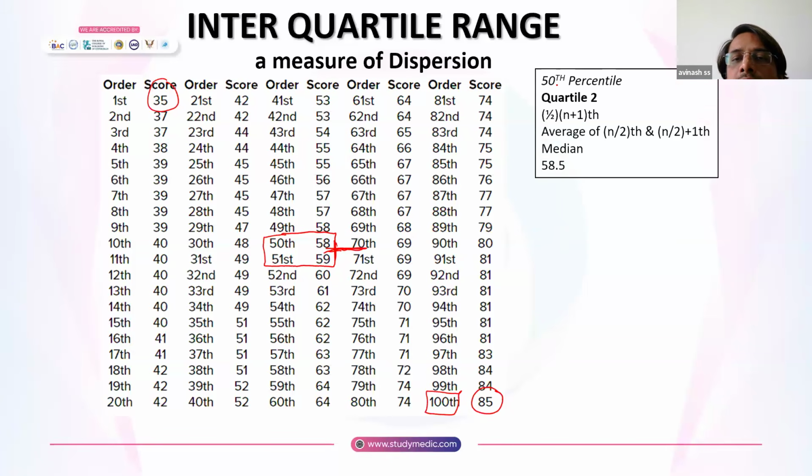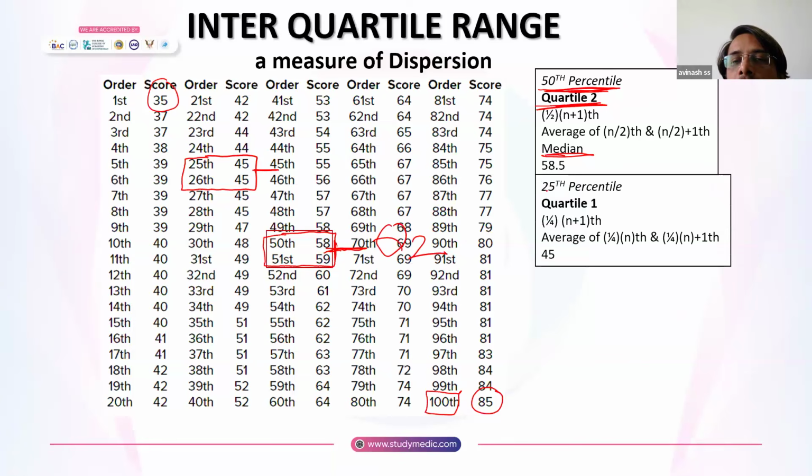Median is also called the 50th percentile, also called quartile 2. Suppose this is the 50th percentile, the median. Now, what would be the 25th percentile? Extrapolating this knowledge, it would be 1/4 of the data and the next one. 1/4 is the 25th value and the 26th value, and the average becomes the 25th percentile. The 25th percentile is called quartile 1.